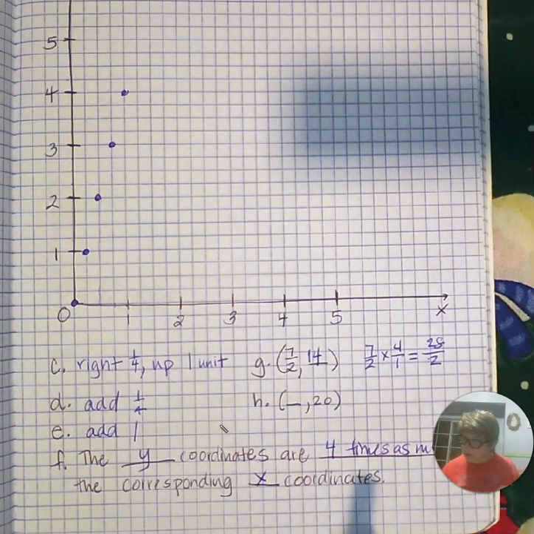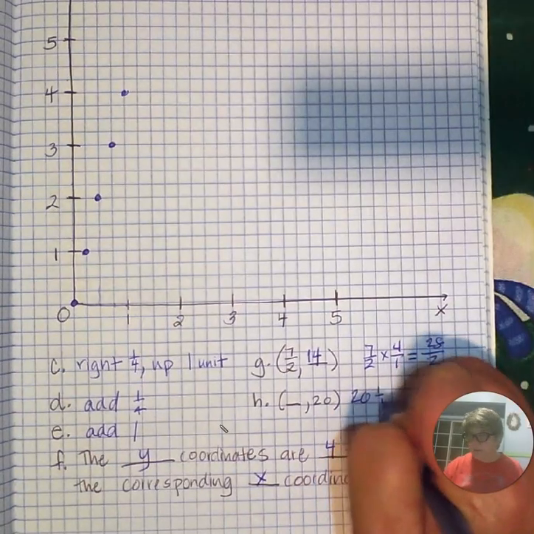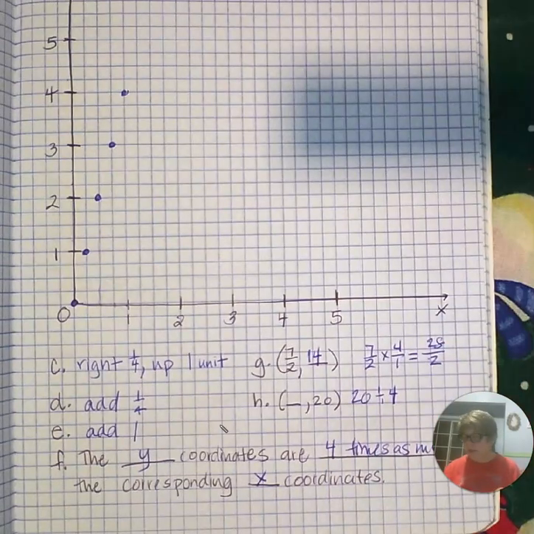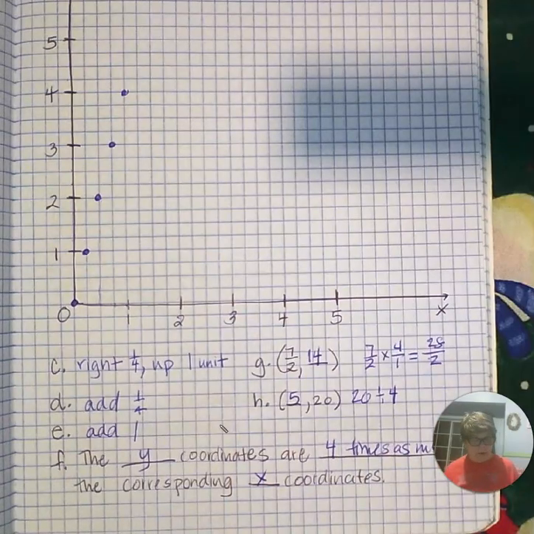And if our y coordinate is 20, then what would our x coordinate be? So if we multiply by 4 to get from x to y, we can divide by 4 to get from y to x, right? So 20 divided by 4 is 5. Okay, excellent job. And we just have one more part to go.